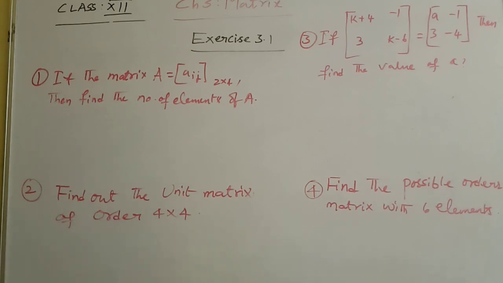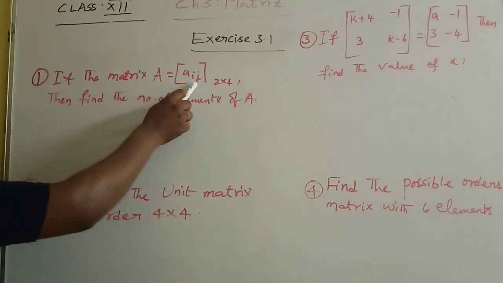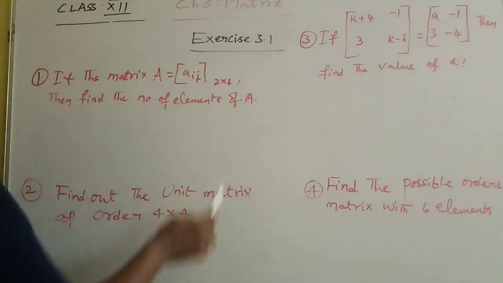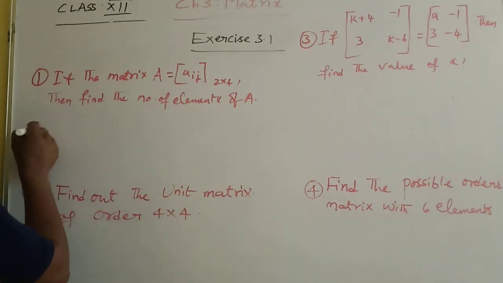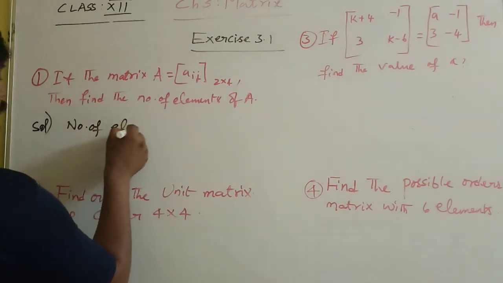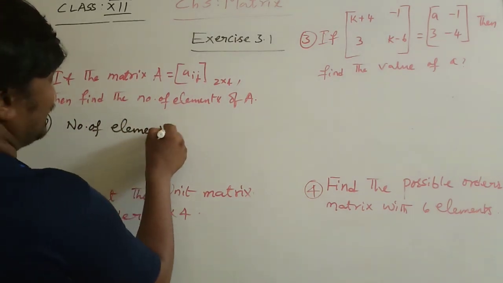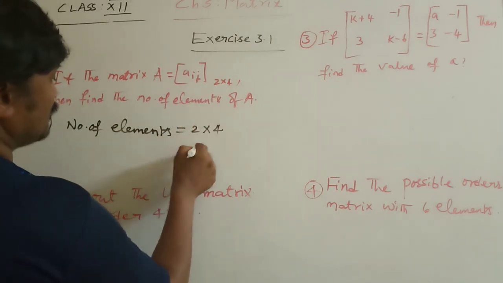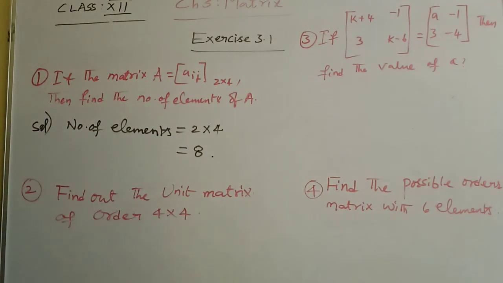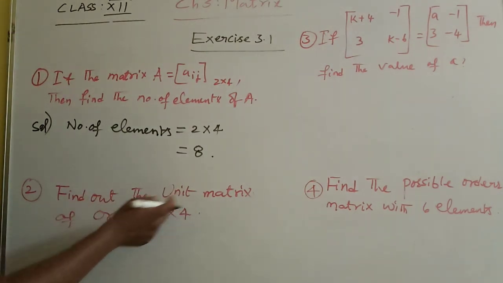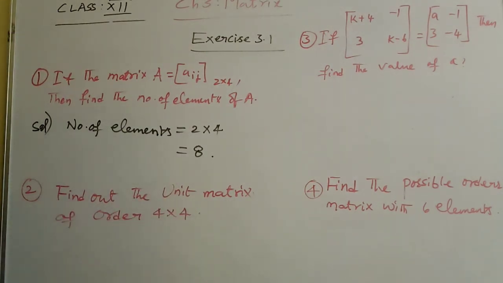So first question: if the matrix A is a 2 by 4, then find the number of elements of A. Very simple. If you want to find the number of elements, just multiply the order. So that is 2 by 4. 2 4s are how much? 8. So the number of elements is 8. If 3 by 3, it means 3 3s are 9. So directly 9.